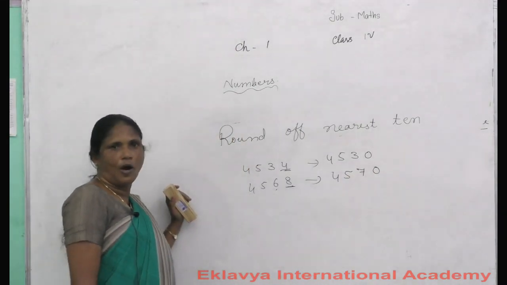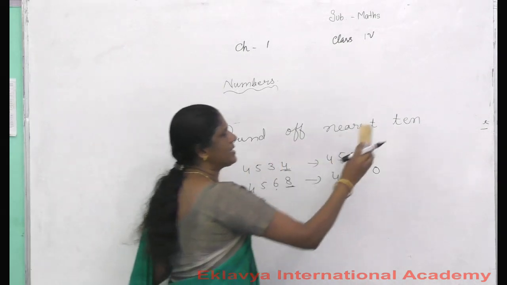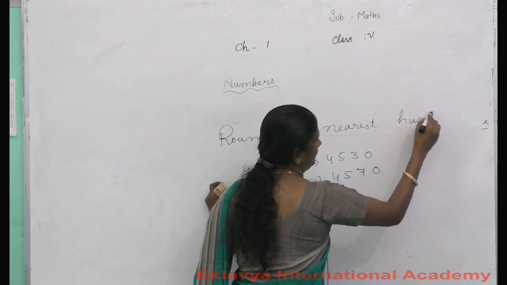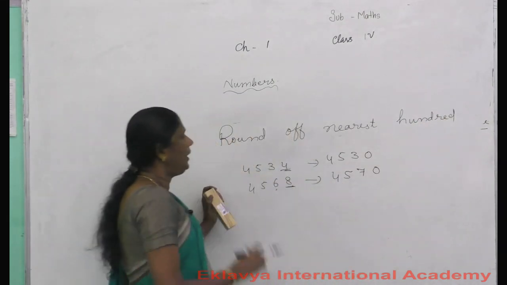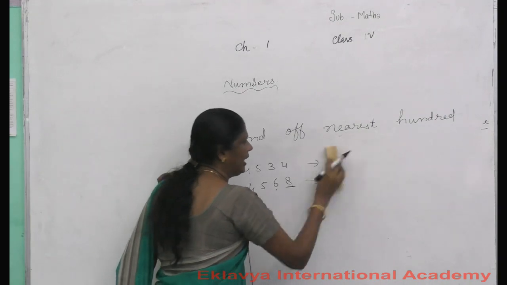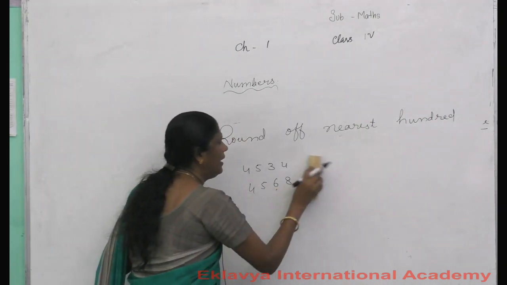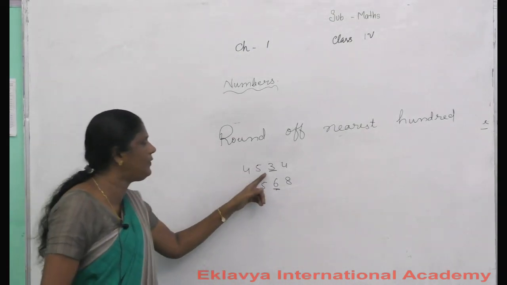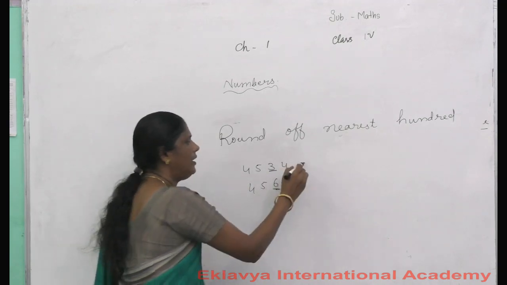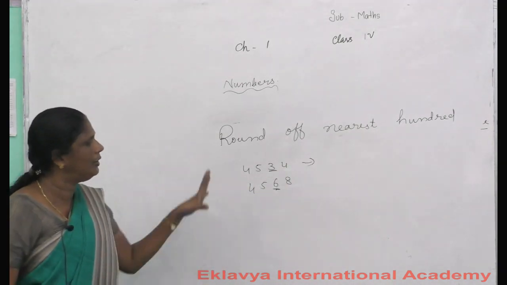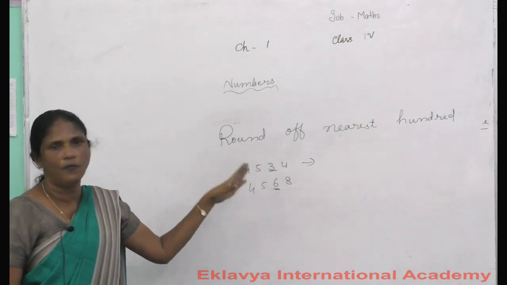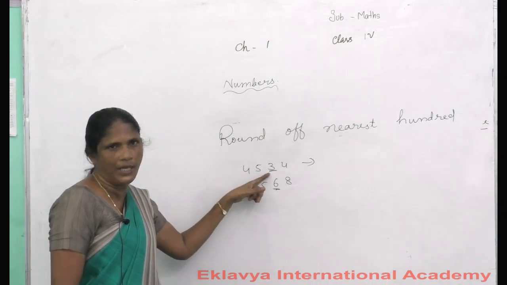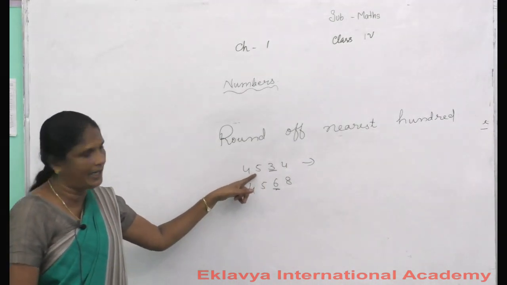Understand? Understand all students? Then the nearest 100. In rounding to the nearest 100, we look in the tens place. Which place do we look at? The tens place. Again, if 0, 1, 2, 3, 4 come in the tens place, there is no change in the 100 place.